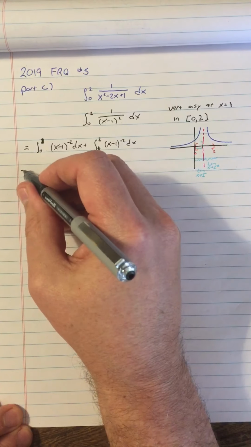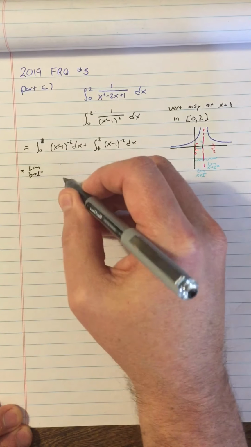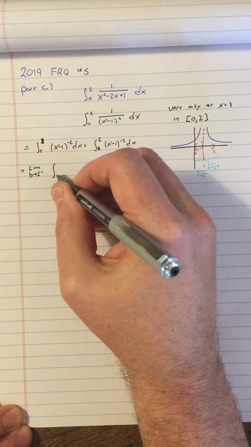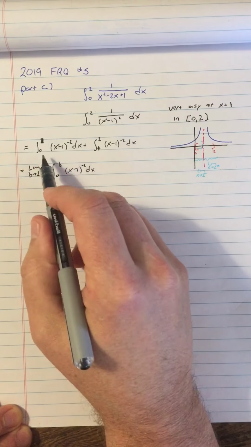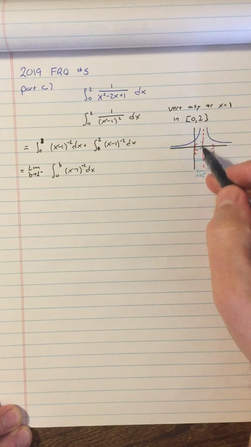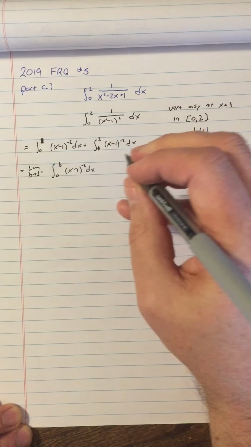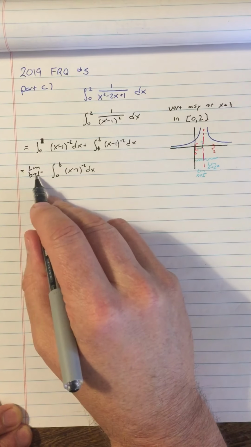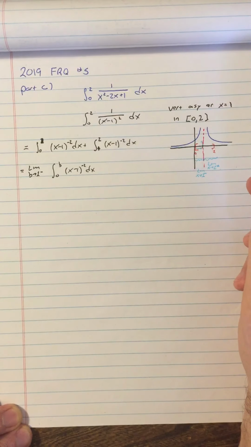So now I'm going to call this the limit as b approaches 1 from the left of the integral from 0 to b of (x minus 1) to the negative 2 dx. The first thing I'm going to do is look at that number 1, that endpoint of the interval where the function is undefined, and change that 1 into a limit. I'm going to call it b just because it's on the top. You can call it whatever you want. But I'm going to say my b is approaching 1 from the left because that part of the interval is to the left of x equals 1.